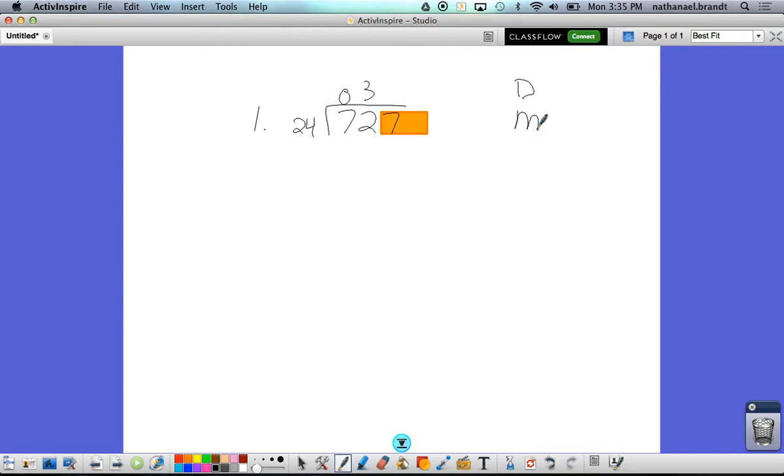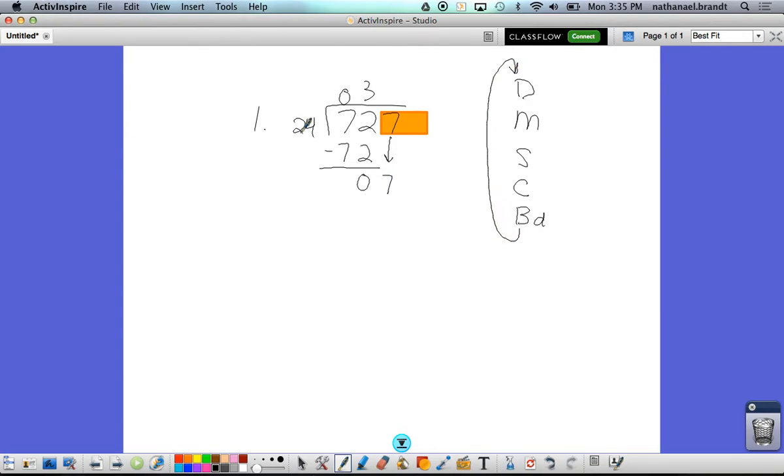Then, so I just divided. My next step then is to multiply. 3 times 24 is 72. After I multiply, I subtract. 72 subtract 72 is 0. After I subtract, I compare. 0 is less than 24. And then my last thing to do is bring down. So I bring down my 7. And if I bring down, I have to go all the way back up to the top.